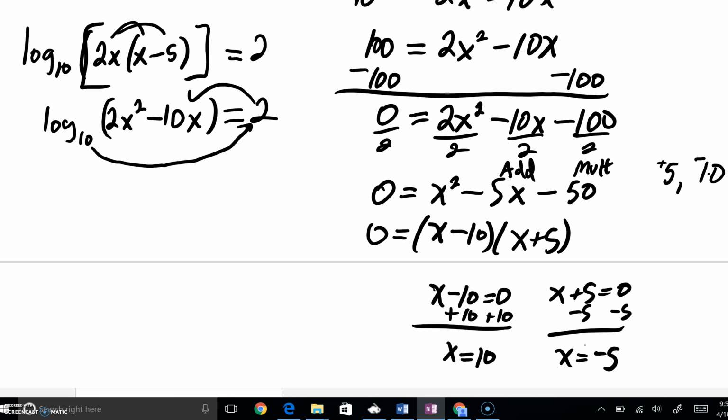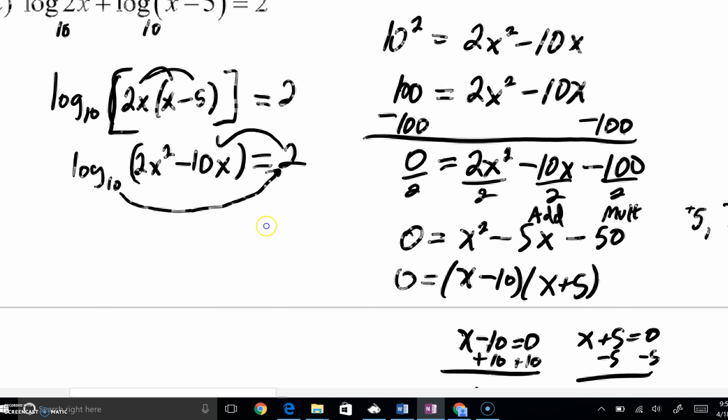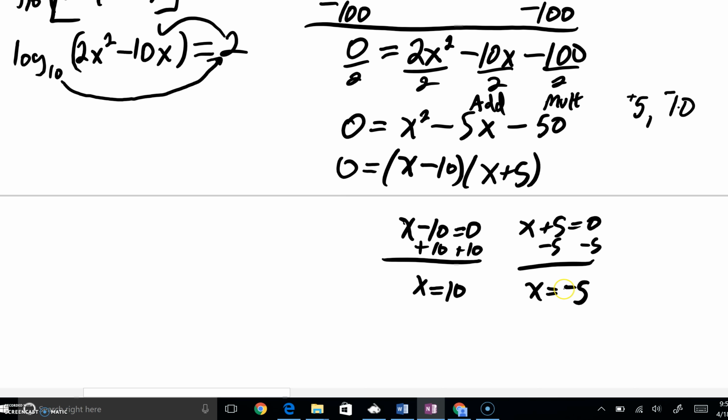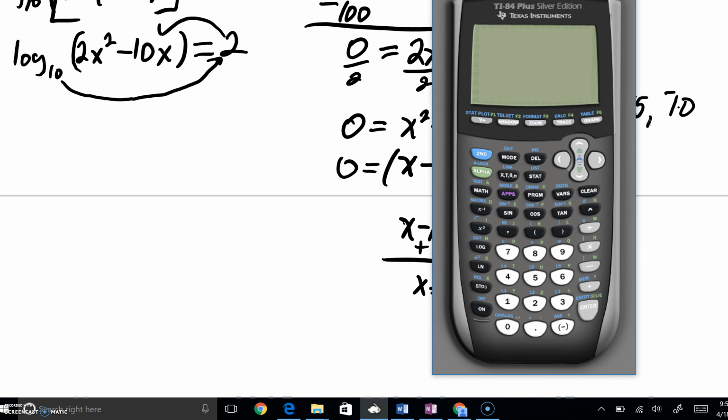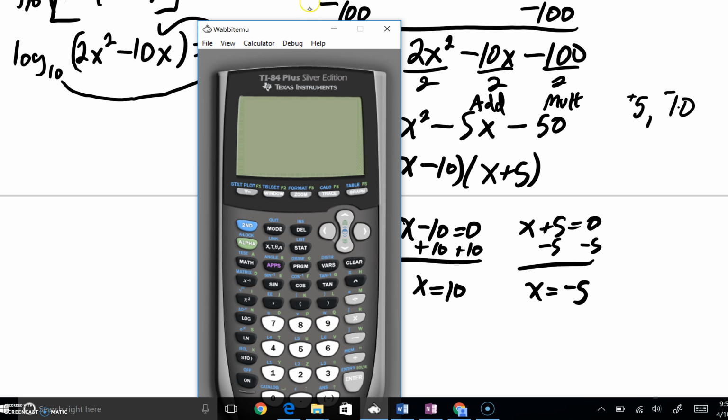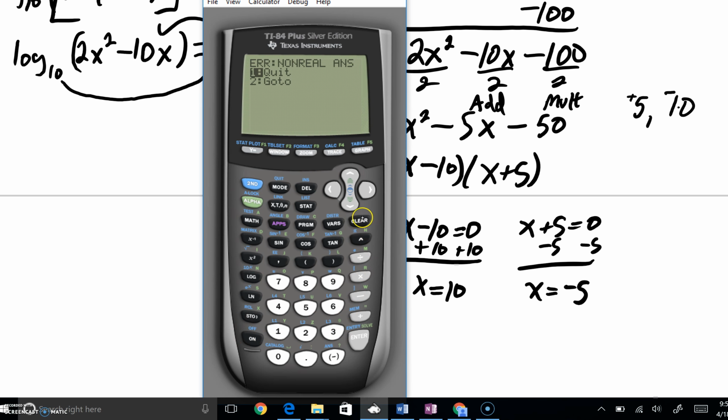Now, the big question is, do both of these work? And the answer is actually no. The negative 5 is probably what kids might wonder if that's going to fail. It does. Let's see what happens. Let's do a check. I'm going to clear this out and type in negative 5. Store that for x. And then I just want to type out the original problem. The original problem, as we can see in just a moment at the top, was the log of 2x plus the log of x minus 5. And we're just trying to work that out.